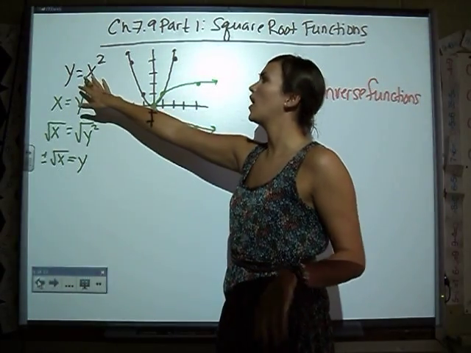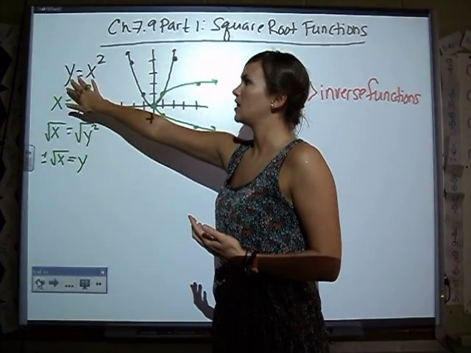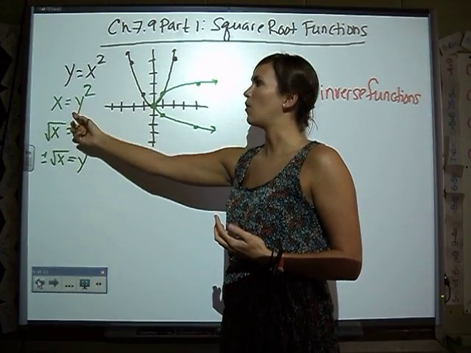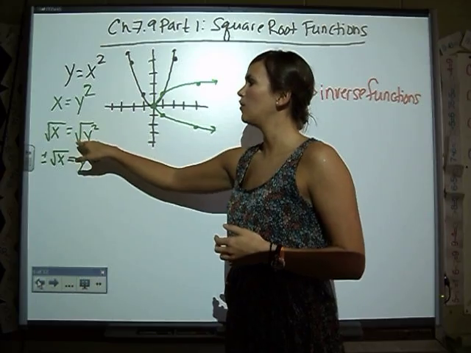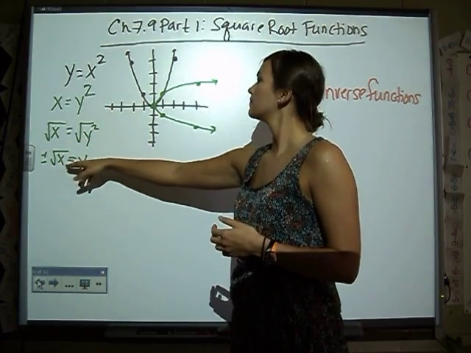If we look at y equals x squared, we learned a couple days ago that in order to find the inverse function, we just switch x and y spots and then solve for y. So we would have x equals y squared, take a square root of both sides, and y equals plus or minus the square root of x.